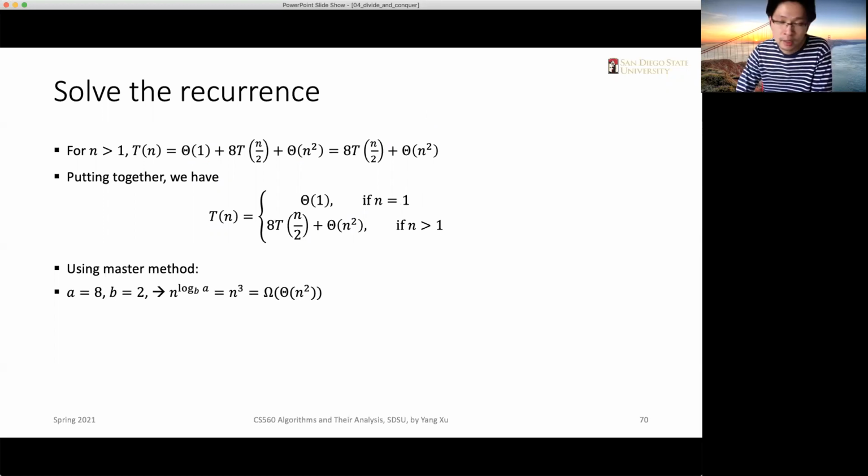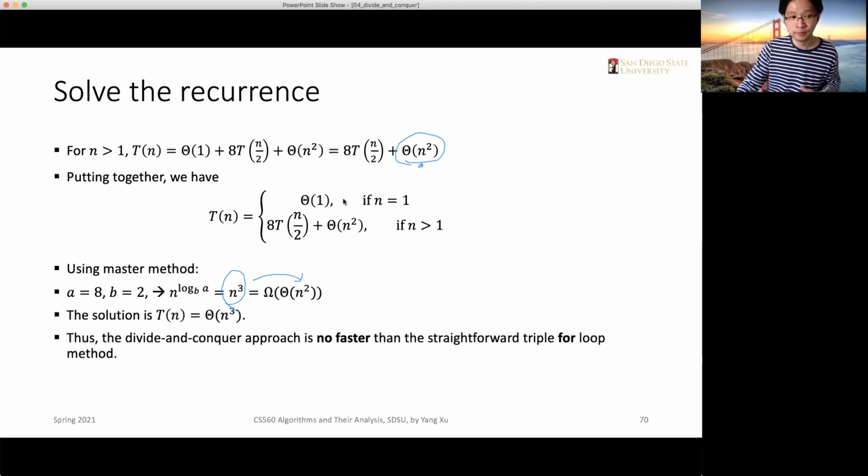When a equals 8, the logarithm of base 2 of 8 is 3. And this resulting n to the power of 3 is obviously at a higher order compared to the big theta of n squared here. So we have a higher order term, which means the solution is determined by this higher order term, and we know the solution should be big theta of n to the power of 3, right? So that tells us that, which is not good news.